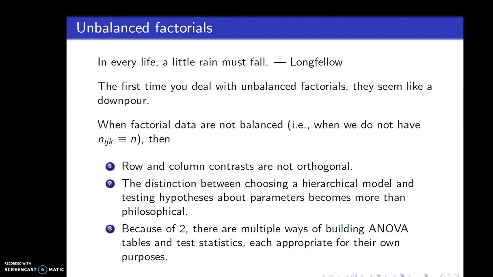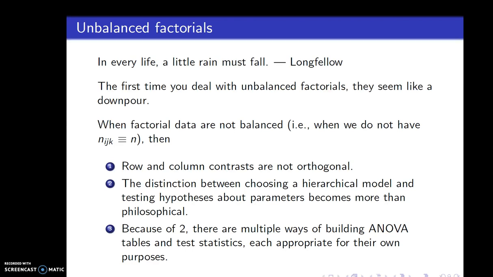It's really a simple 2x2 model, so it's as easy as it could be, but I think you'll find it a challenge in class. Some of the reasons you'll find this a challenge is the row and column contrasts are not going to be orthogonal. We're going to explore that in detail. There's going to be a distinction between choosing that hierarchical model and then testing those hypotheses about the parameters.